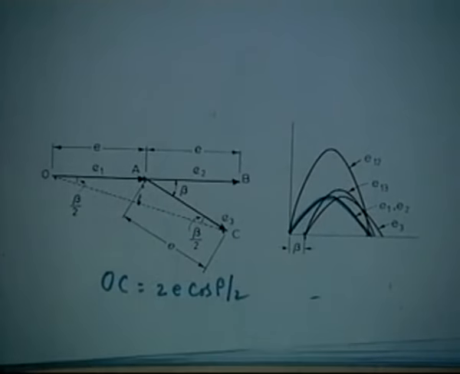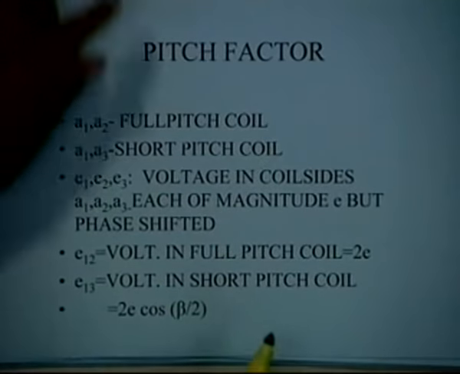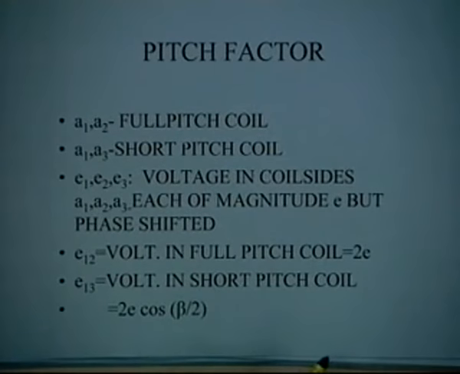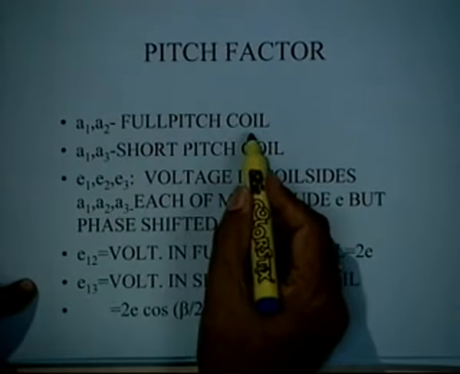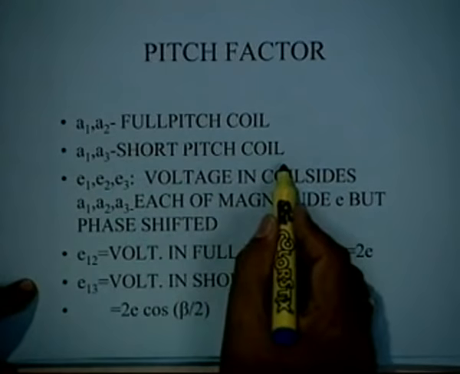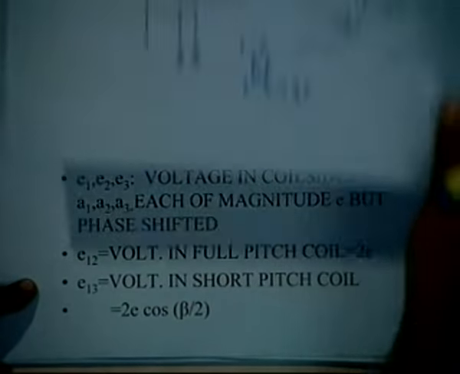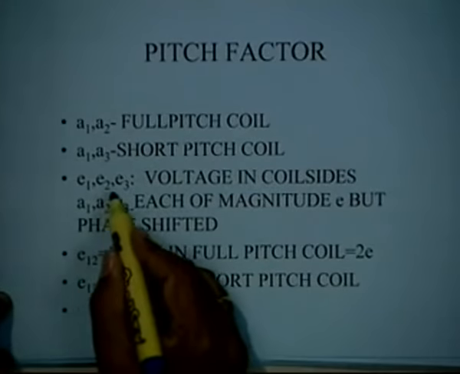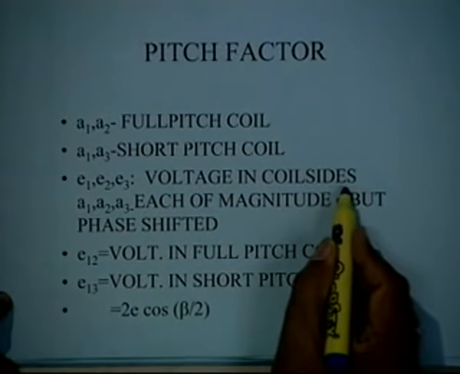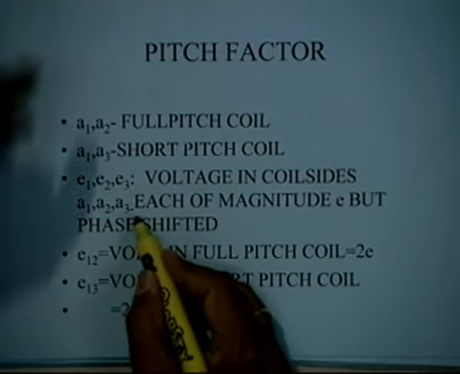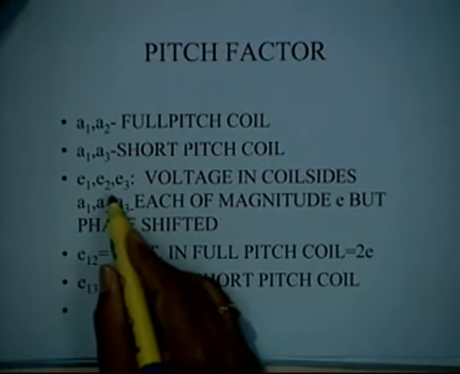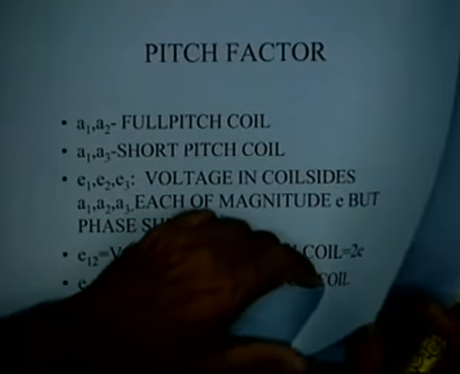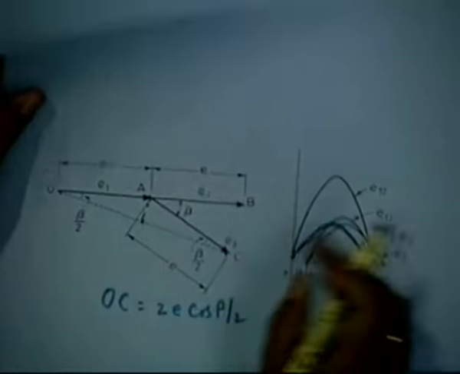Okay. So we will sum up this pitch factor. We now define what is known as a pitch factor. A1 A2 is a full pitch coil, A1 A3 is the short pitch coil, as we have seen here. And E1, E2, E3 are the voltages induced in these coil sides A1, A2, A3. We have already seen this in the last phasor diagram, with E1, E2 and E3.